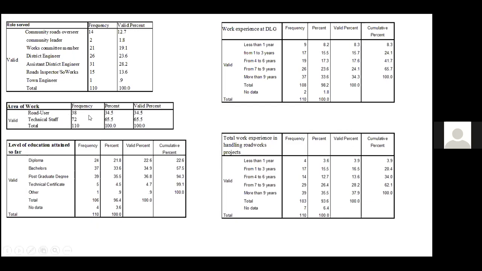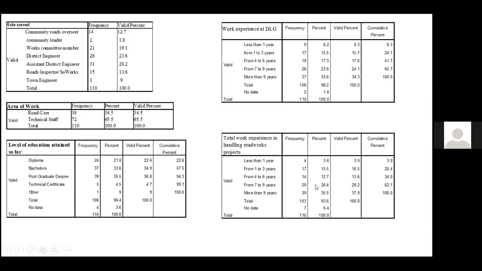Area of work, we had 72 technical staff and also 38 road users. Level of education attained. Here we note that the majority of the respondents had attained a postgraduate degree, 35.5%. But however, these ones are technical staff personnel. When we look at the level of education of road users, these are the ones who had attained diploma levels.